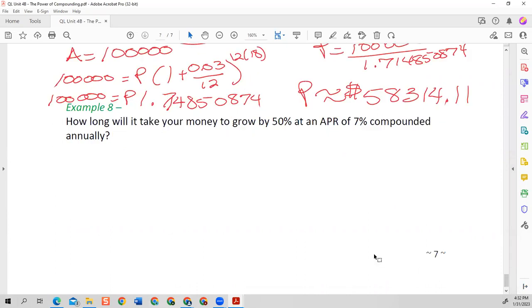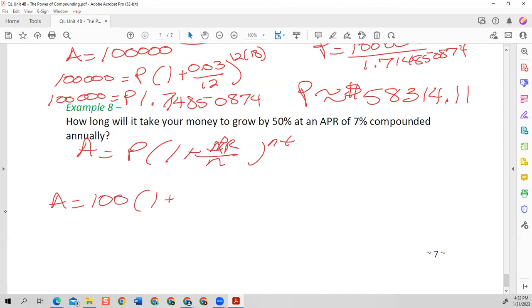So how long will it take your money to grow by 50% at an APR of 7% compounded? All right, well, let's just do this here. Let's come up here. So I got A is equal to P times 1 plus APR over N, raised to NT. My A is going to equal the 100, 1 plus 0.07, because that's going to be converted to decimal. And this gives me 196.72.